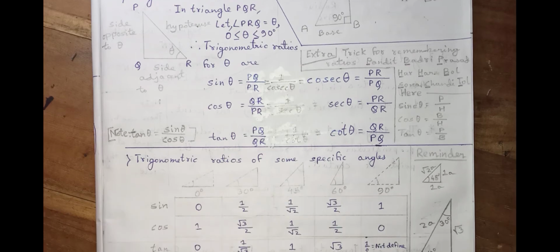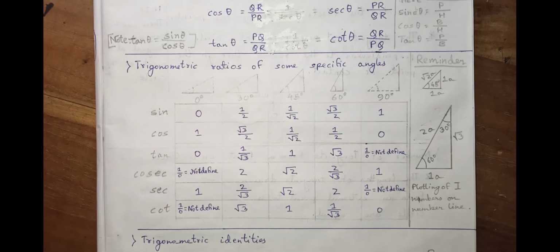So going ahead, let's deal with some of the angles. This is the next topic: trigonometric ratios of some specific angles. Here we'll be dealing with angles such as 0 degree, 30 degree, 45 degree, 60 degree and 90 degree. So let's begin. But before that, let me give a reminder.